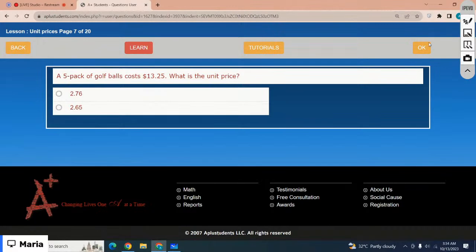Okay, a 5 pack of golf balls is $13.25. What is the unit price? Which is the correct option?